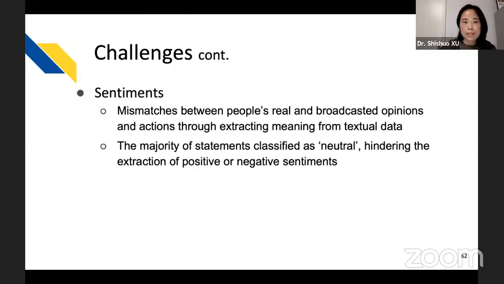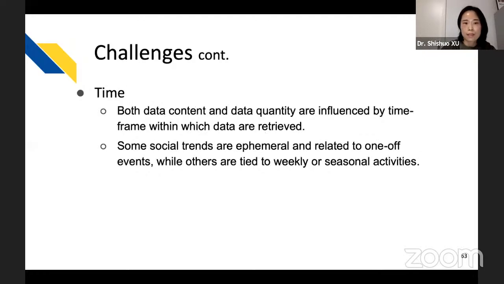Another one is about sentiment. The majority of the statements are regarded as neutral, so this may hinder the abstraction of positive or negative sentiment.